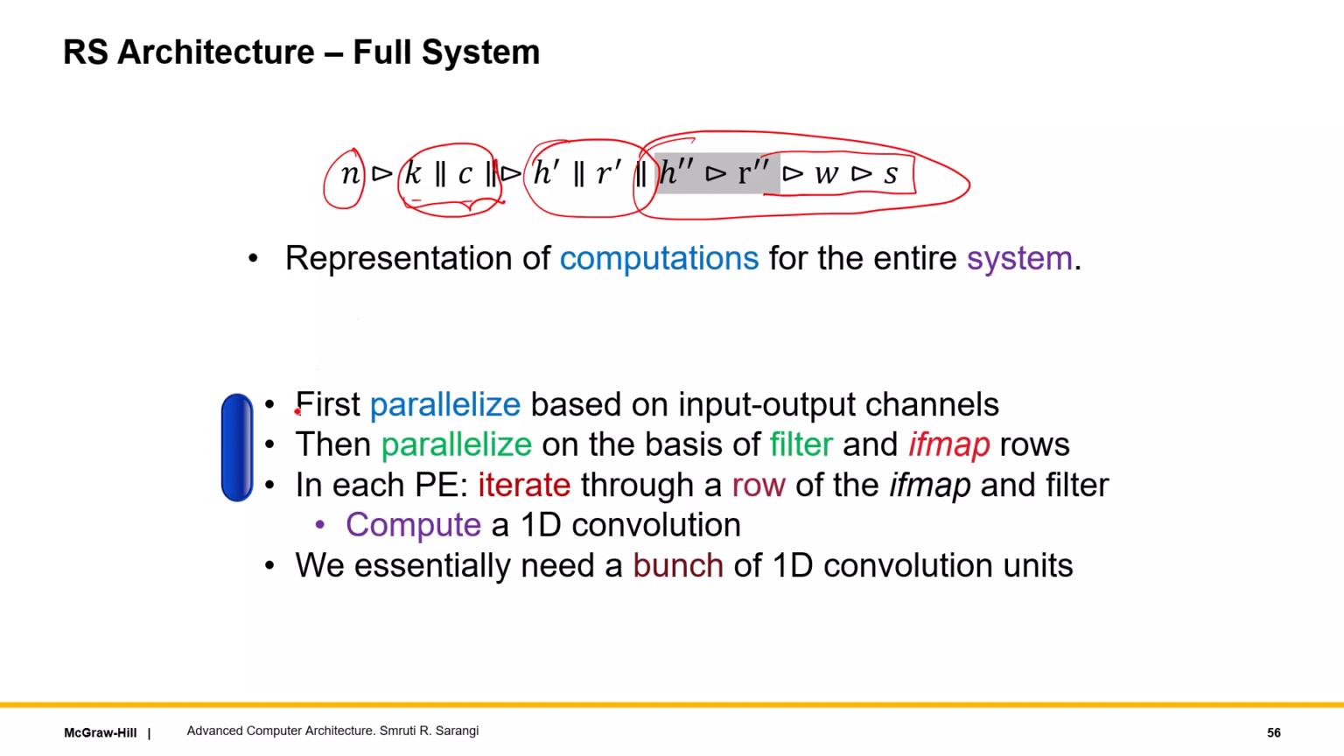But if I were to quickly do a read through this, I first parallelize on the basis of input-output channels, then on the basis of filters and IF map rows, and in each P, I essentially need to compute a set of 1D convolutions, which is nothing but a long IF map row and a short filter row. So I need to compute a set of long 1D convolutions, right? So we need many of these 1D convolution units.